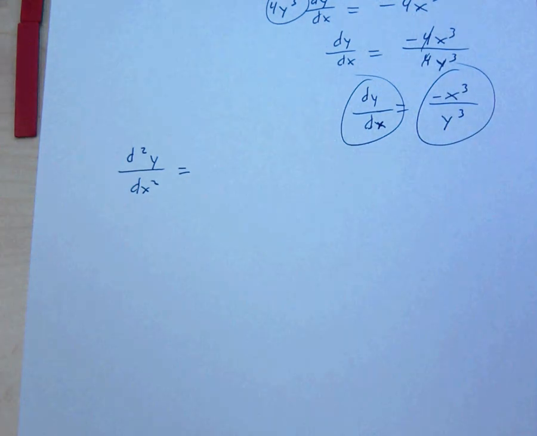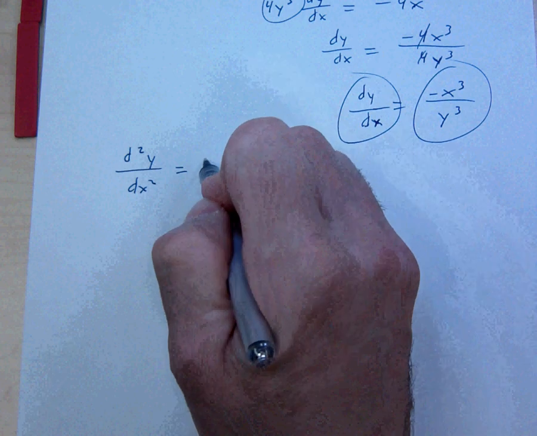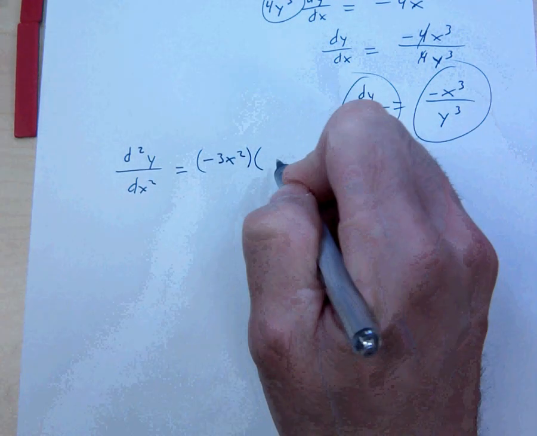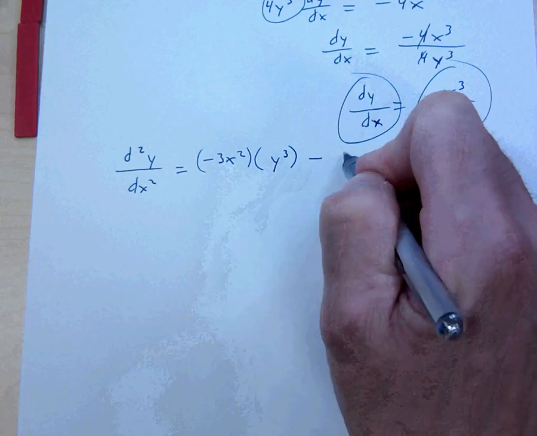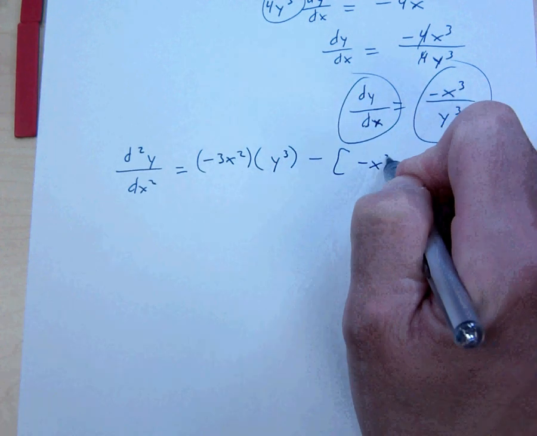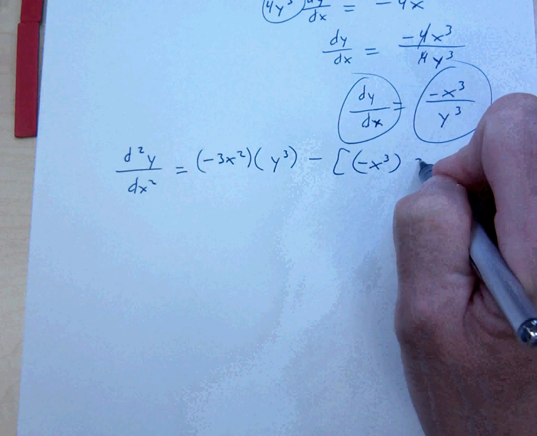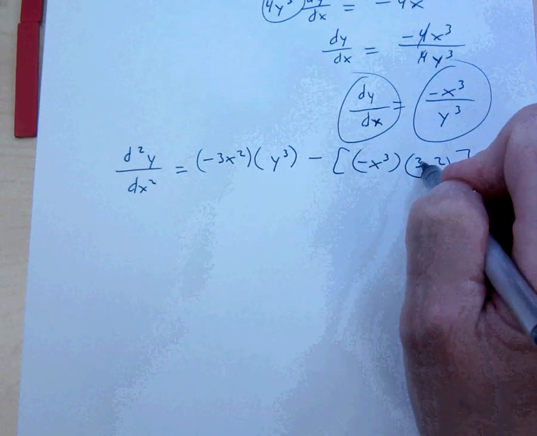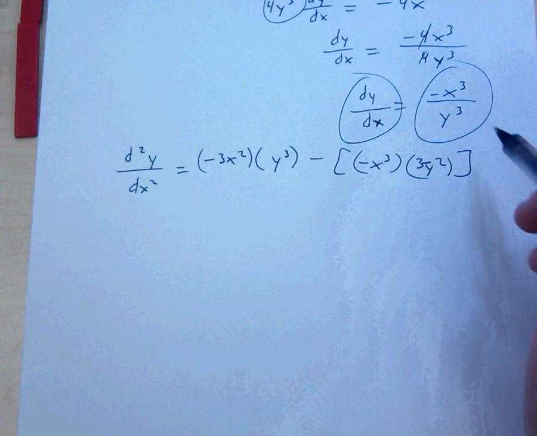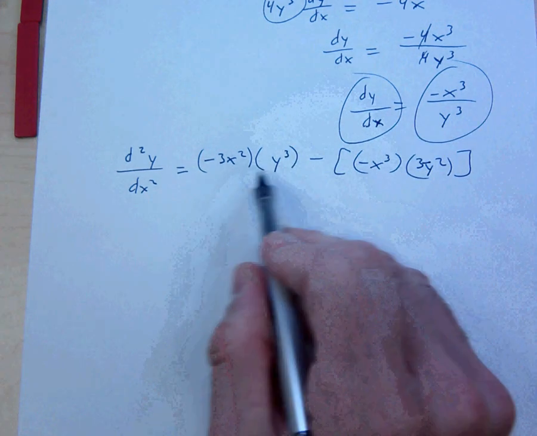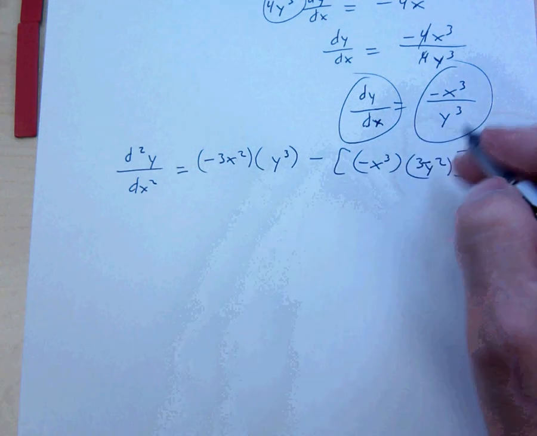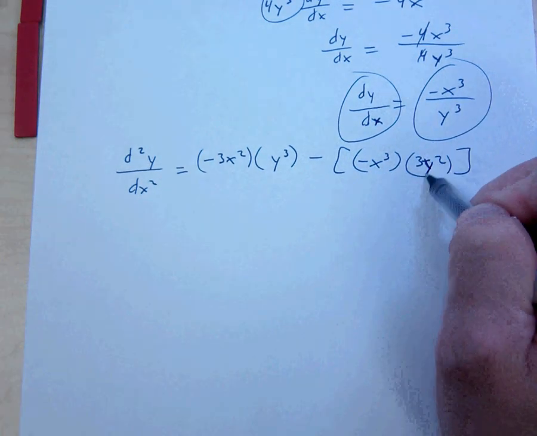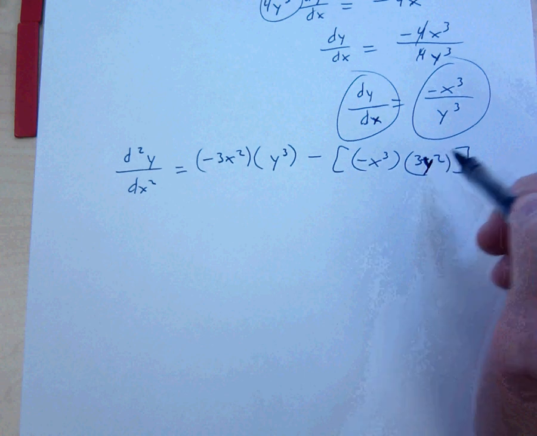Quotient rule. Ready? Here it goes. I take the derivative of the first function times the second function minus, in brackets, the first function times the derivative of the second function. Whoa. What did I do? Derivative of the first function times the second function minus, yeah, that's right. Minus in brackets the first function times the derivative of the second function. That's right, isn't it? Right? And then all over what?